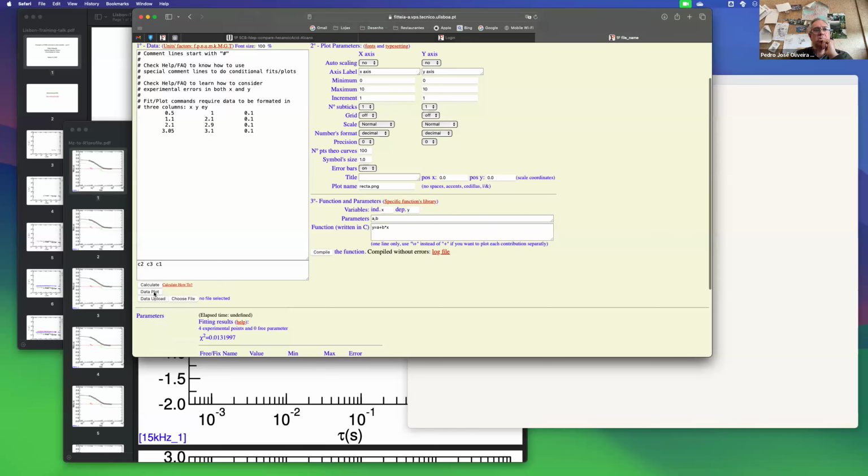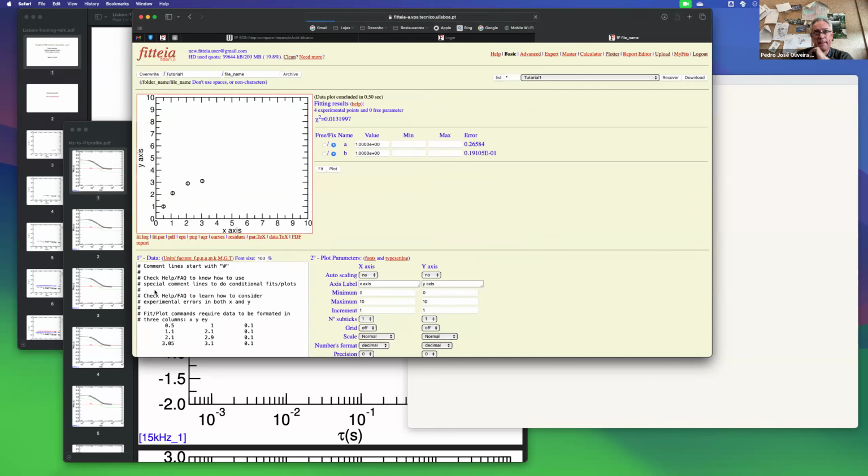I can do more than two things, actually. I can just data plot, and it just plots the data. It does nothing else, just plots the data according to the plot settings.